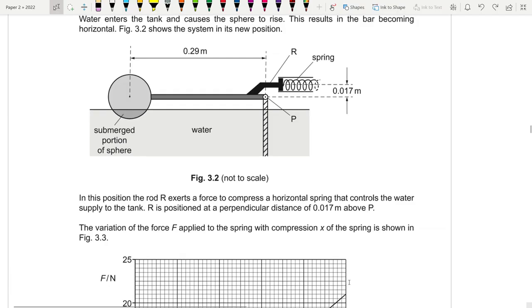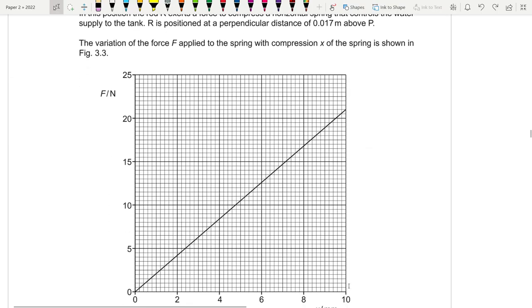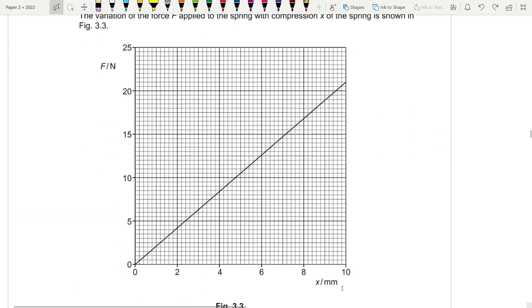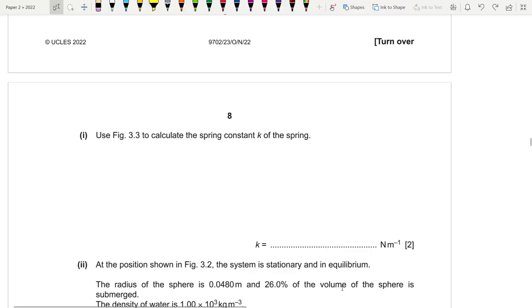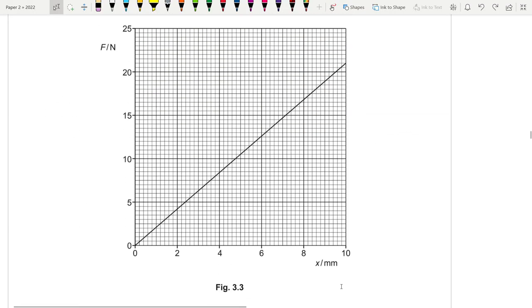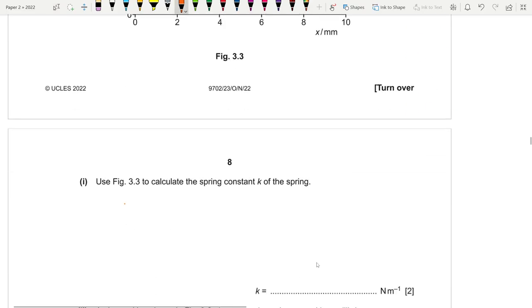Now the variation of the force F applied to the spring with compression x is shown. They're transitioning to Hooke's law after this question. Use figure 3.3 to calculate the spring constant. We know that F is equal to Kx, and K is equal to F by x, and it passes through the origin. So let's write that down. K is equal to F by x.